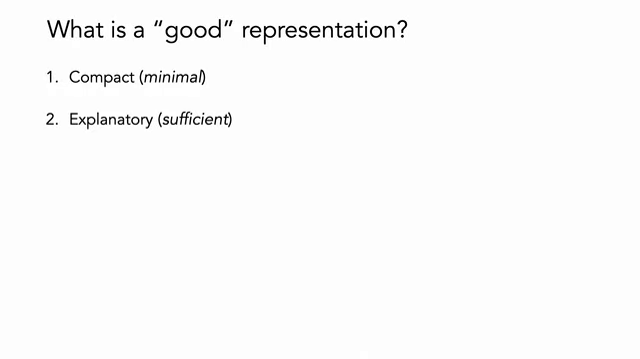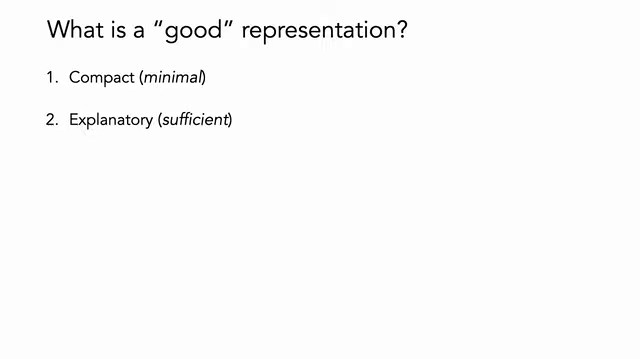A good representation is both compact, which means it's not too big. We don't want to have more capacity than we actually need. This is getting at that efficiency angle. You can take an information theoretic perspective here and think about, we want to keep the minimal amount of information. But we also need it to be what we call explanatory. That means that it's somehow sufficient to capture the dimensions that matter in our original data.